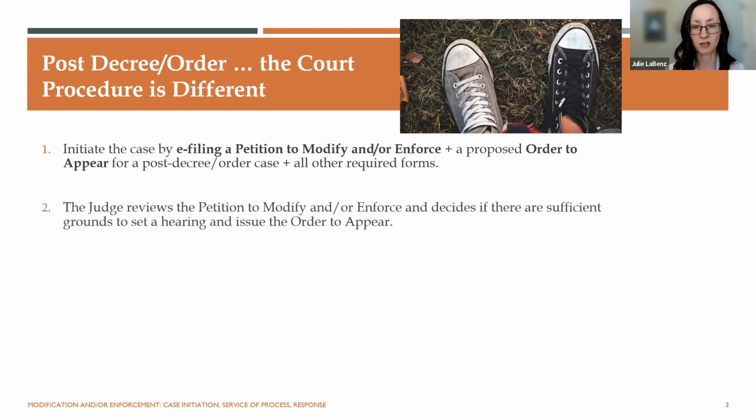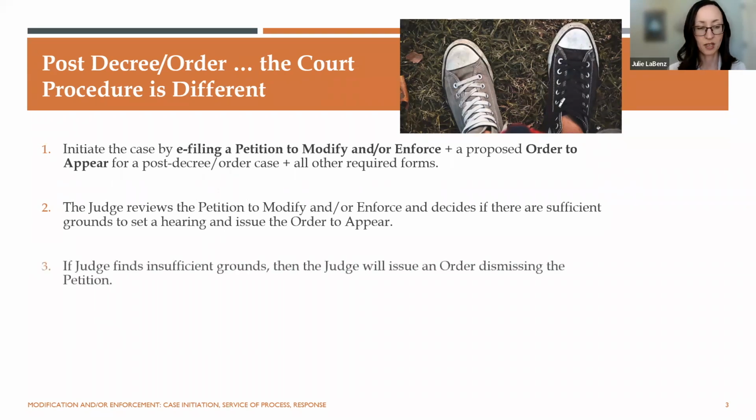Once the case is filed, it's then taken to the judge that's assigned to the case, and the judge is going to review the petition. Based on the judge's review, the judge will decide if there's sufficient grounds to set a hearing and issue the order to appear. If the judge finds insufficient grounds, then the judge can issue an order dismissing the petition.